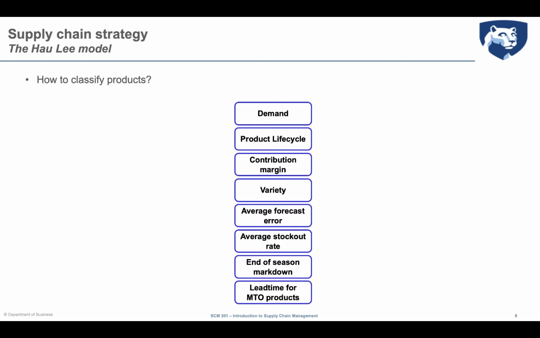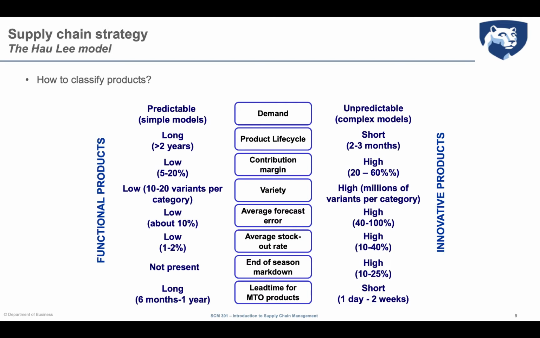The Hau Lee model also proposes some variables through which to characterize and distinguish between functional and innovative products. In particular, at the extreme, these are the two characteristics. I don't want to focus too much here, but functional products, besides the definition I just gave you, are the ones that, when you talk about demand management, are characterized by simple forecast models, while innovative products are characterized by complex forecast models.